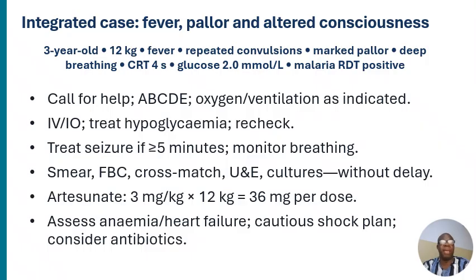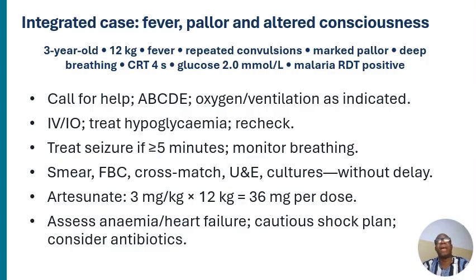I will take a smear, full blood count, cross-match blood, obtain blood for electrolytes, creatinine, and blood culture as indicated without delaying treatment. Because the child weighs less than 20 kilograms, artesunate will be administered at 3 milligram per kilogram, and this means I will administer 36 milligram per dose. I will assess anemia and heart failure as well, and then use a cautious shock plan and consider giving antibiotics if I find or suspect a focus of infection.